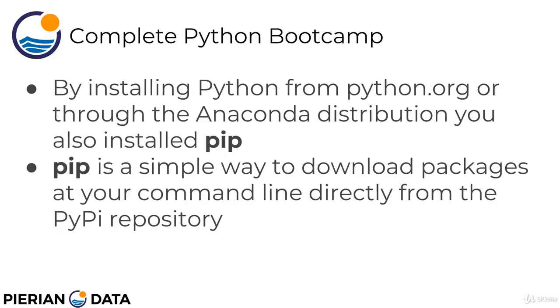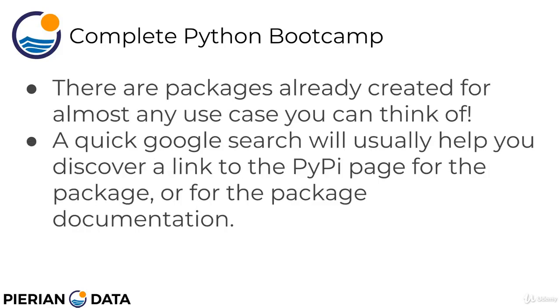By installing Python from python.org, or by installing the Anaconda distribution, as shown earlier in this course, you actually have already installed pip. And pip is a simple way to download packages at your command line directly from the PyPI repository. Now there are packages already created for almost any use case you can think of.